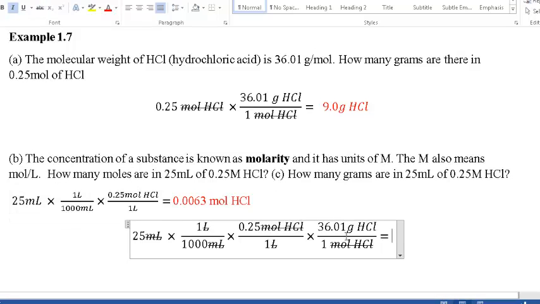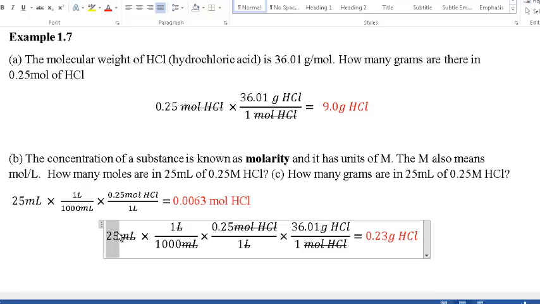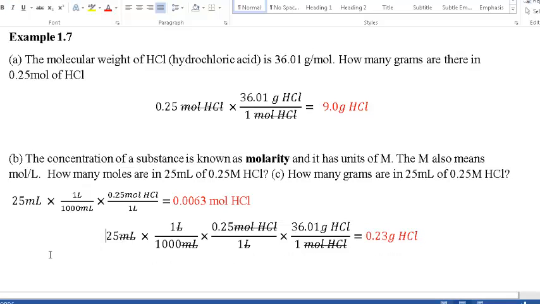So this is a conversion factor given to us in the problem. And this is a conversion factor given to us in the problem once we decode that big M molarity stands for moles per liter. So doing that math, 25 times 0.25 times 36.01 divided by 1,000 should give us the right answer. When I do that, I get 0.23 grams of HCl. I decided to go to 2 sig figs because of that 25 as being 2 sig figs as being the weakest link. I'll be more specific on the exam in terms of decimals and the number of sig figs to report. So that is the completion of Chapter 1.